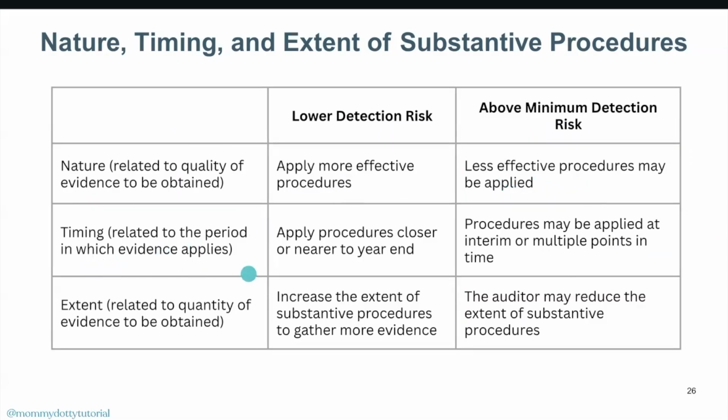Timing is related to the period in which evidence applies. So apply procedures closer or nearer to the year end. And if it's above minimum detection risk, procedures may be applied at interim or multiple points in time. For the extent, related to the quantity of evidence to be obtained, we have to increase the extent of substantive procedures to gather more evidence if there's a lower detection risk. And the auditor may reduce the extent of substantive procedures if it's above minimum detection risk.